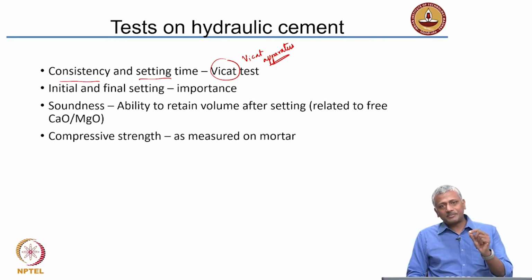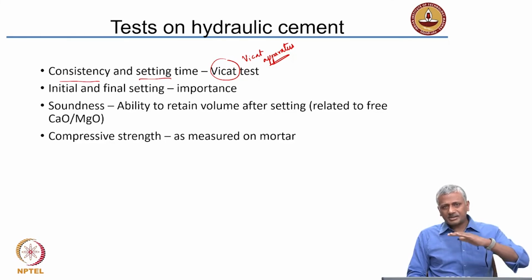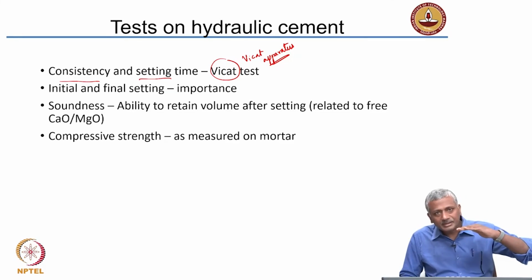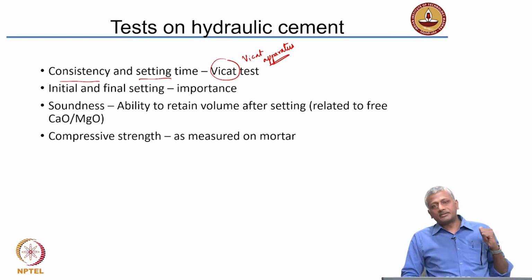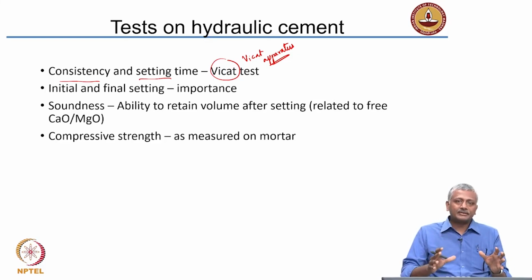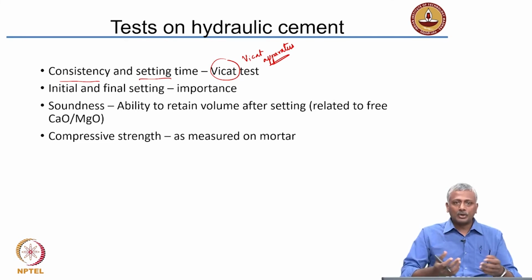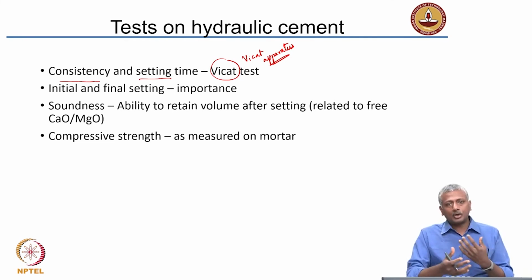Okay. So, initial set is the point at which your concrete just starts to set. That means the reactions just gain in speed. And final setting is the point where the concrete has gained its shape or form and it is not going to change the shape or form beyond that. Initial set is the time available for you to work with the concrete. Beyond that, you will not be able to mold the concrete in any way you want.